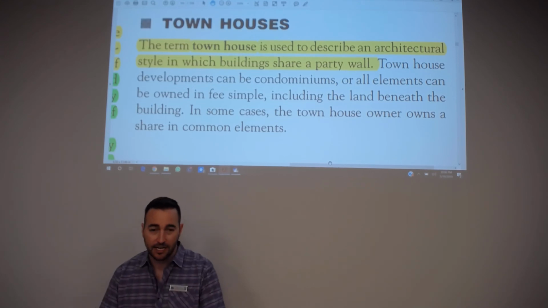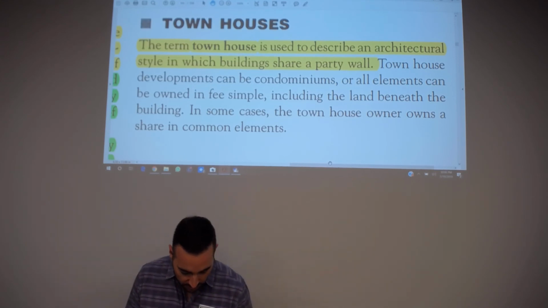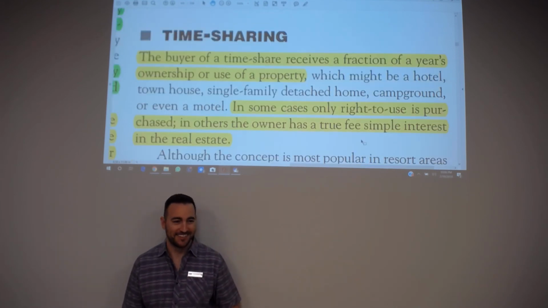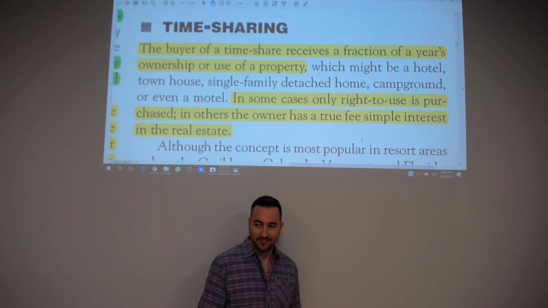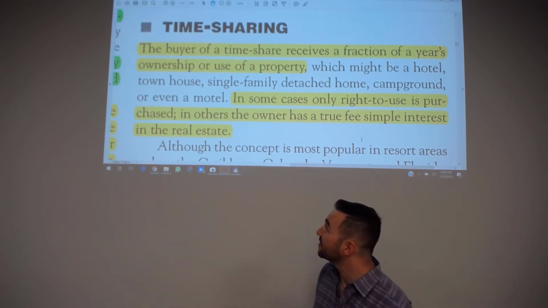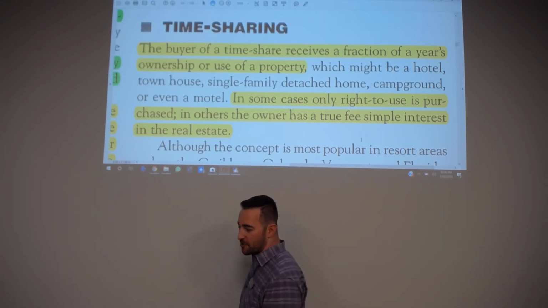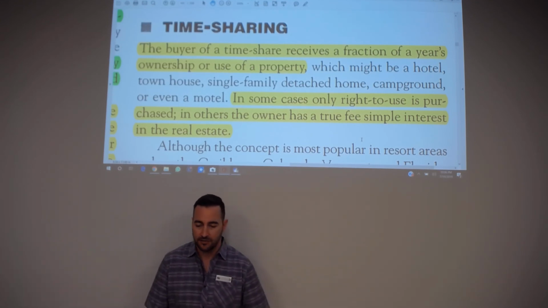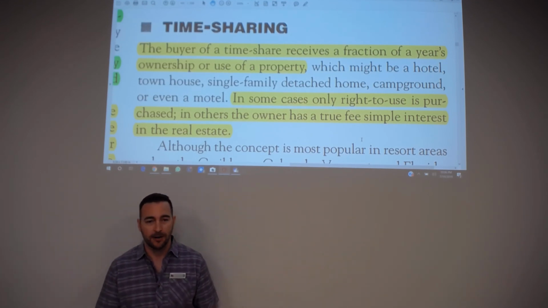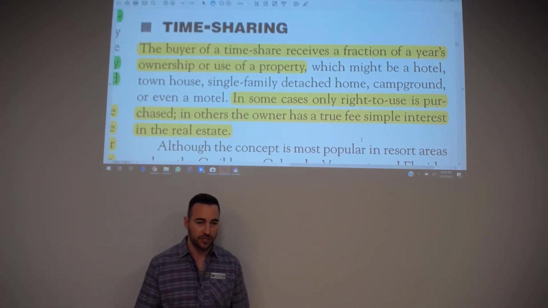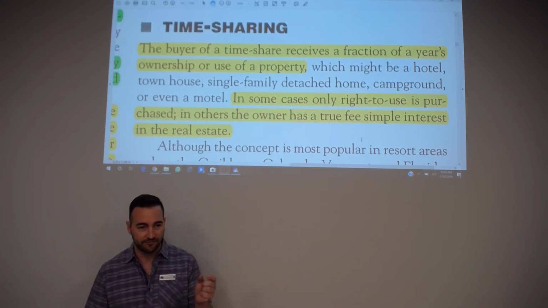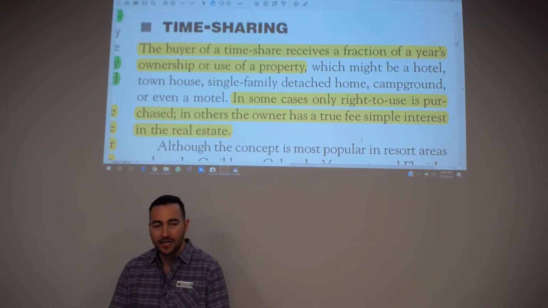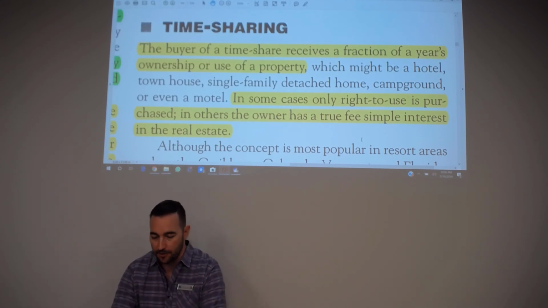And then we have timesharing. The buyer of a timeshare receives a fraction of a year's ownership or use of a property. So you don't get full ownership, you don't get to occupy the whole year, you get a fraction of it, which might be a hotel, townhouse, single-family detached home, campground, or even a motel.